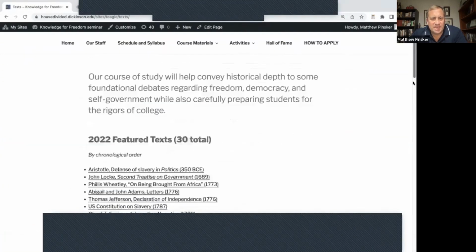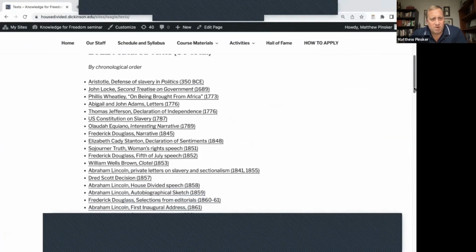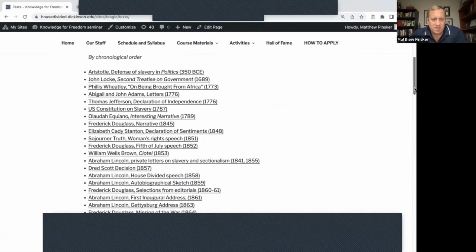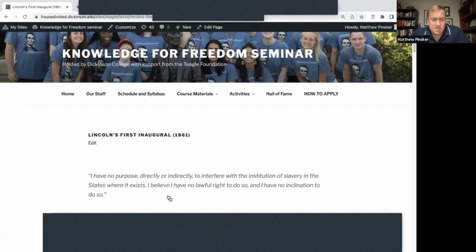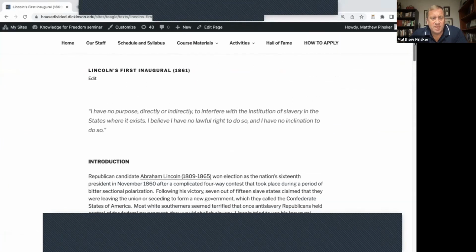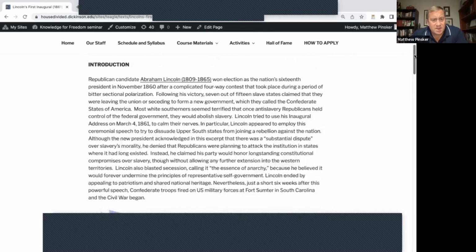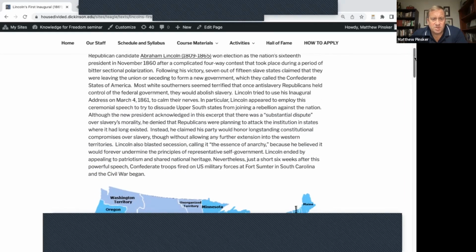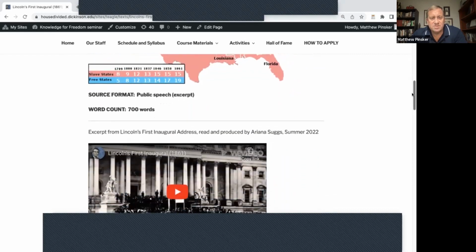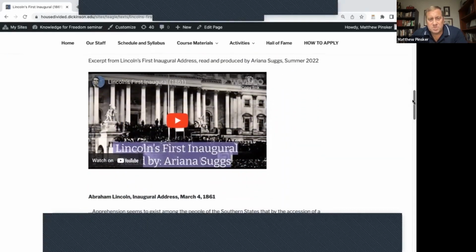We feature 30 texts, mostly excerpts, and they're all embedded and enhanced with multimedia resources. So let me show you the first inaugural address, since that's what I'll be demonstrating today. Each of these pages looks pretty much the same. They have an epigraph at the top, a head note with some annotated introductory materials, some images, multimedia from the students.